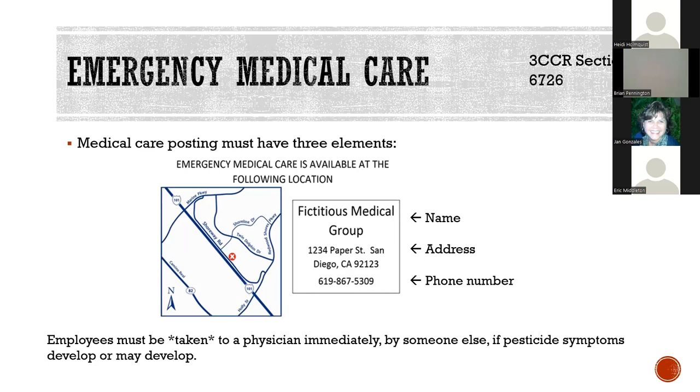So employees must be taken to a physician immediately by someone else if pesticide symptoms develop or may develop. And the reason behind this is that you're sick, you're poisoned, you might feel worse. It might feel okay now, but 5 minutes later, you're going to be throwing up and crashing to the side of a ditch of a road. So this is just to help keep you safe.